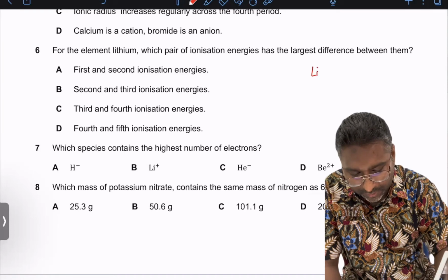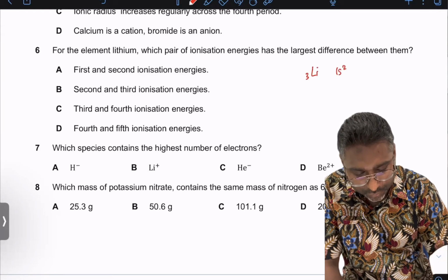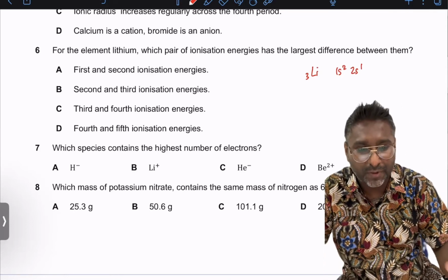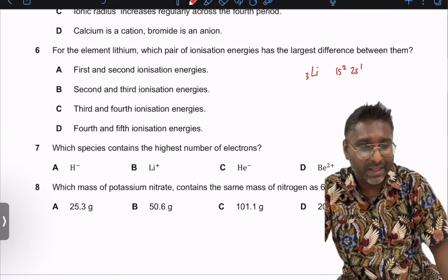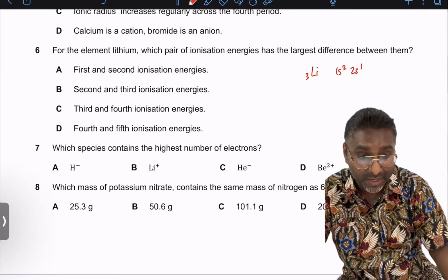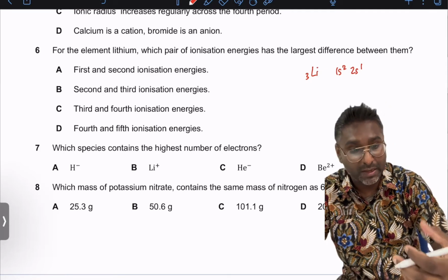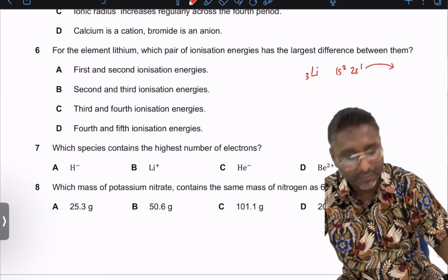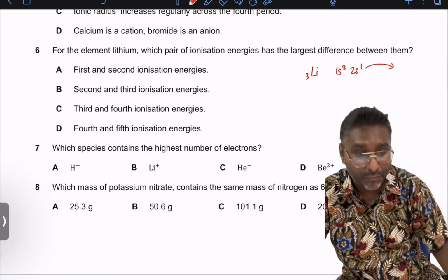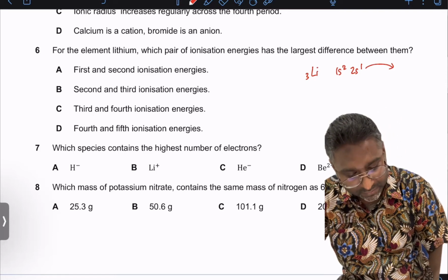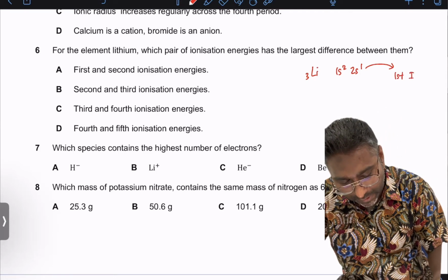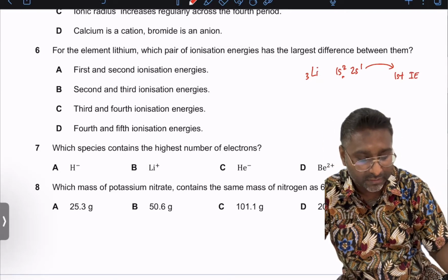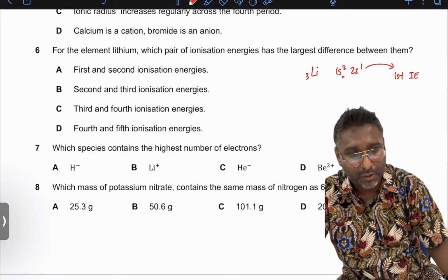Lithium is 3, so 1s2, 2s1. Do remember, if you want to find the largest difference, it means the one before removing and the one after removing in the inner shell. For example, if you want to remove this 1 electron, it's quite easy to remove because it is further away from the nucleus. So this is your first ionization energy. But to remove 1 more electron, the second electron is in the inner shell, so it is closer to the nucleus.